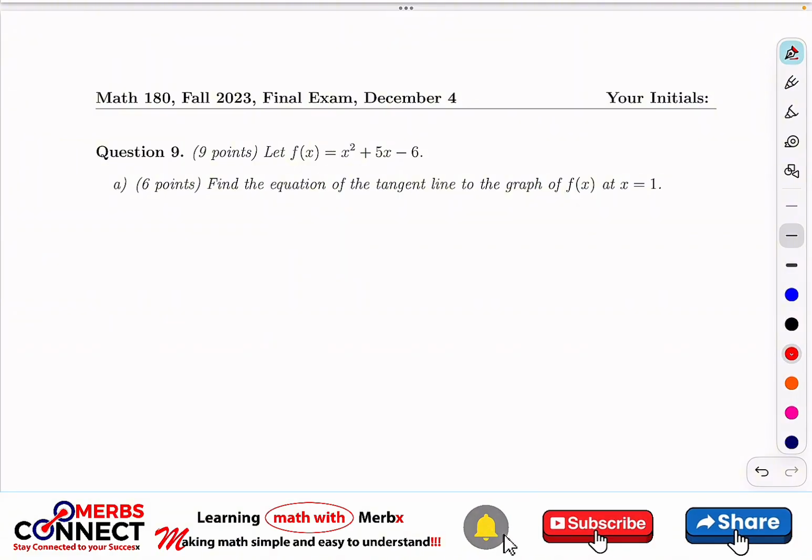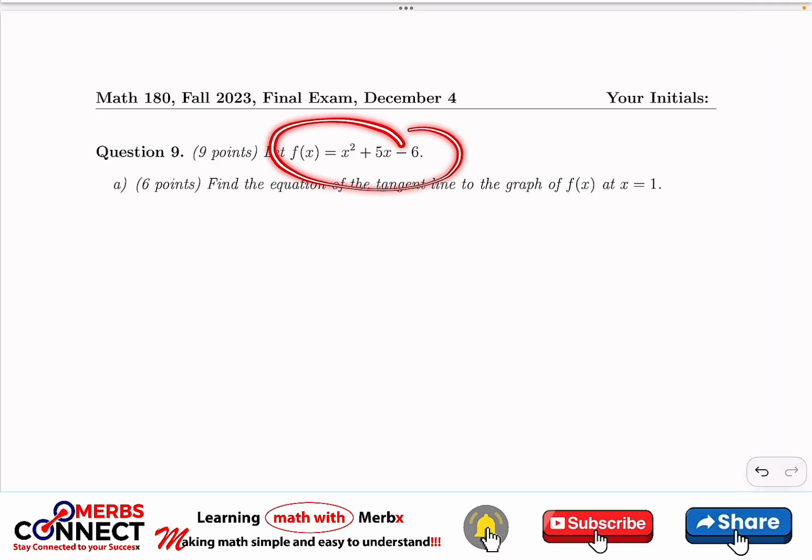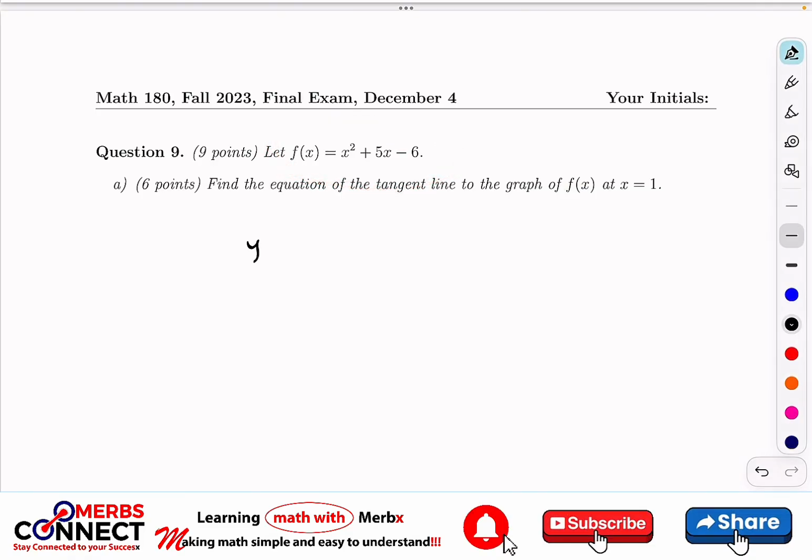Question 9, find the equation of the tangent line to the function. So this is cutting across everything, exam 1, 2, and 3. So equation of the tangent, first let's write the equation of the tangent there. So since the function is f of x, I'm going to use this one: y minus f of a is equal to f prime of a, x minus a.